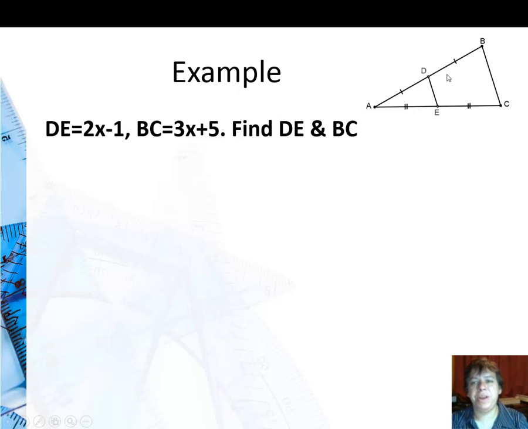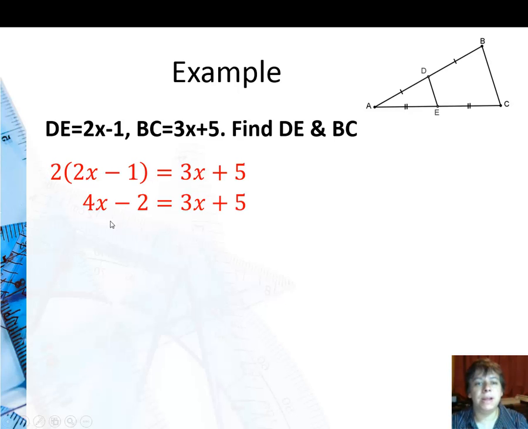In this example, I know the midsegment has length 2x minus 1 and the base has length 3x plus 5. So I'm going to use the easier setup, which is 2 times the midsegment equals the base. So 2 times 2x minus 1 equals 3x plus 5. Use the distributive property, 2 times 2x and 2 times the negative 1. So I get 4x minus 2 equals 3x plus 5. Subtract 3x from both sides, and I get x minus 2 equals 5. Add 2 to both sides, and x is 7.